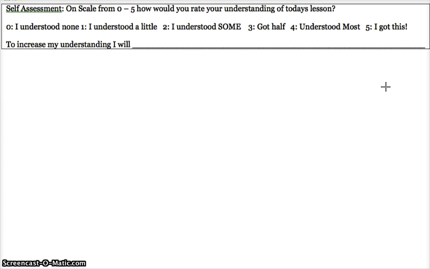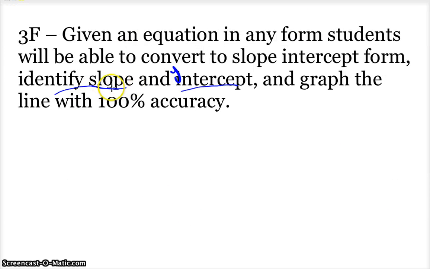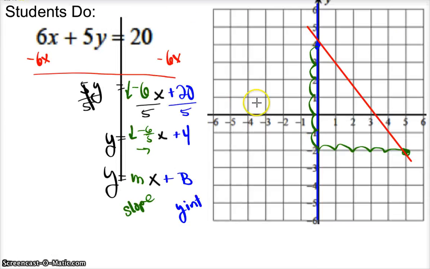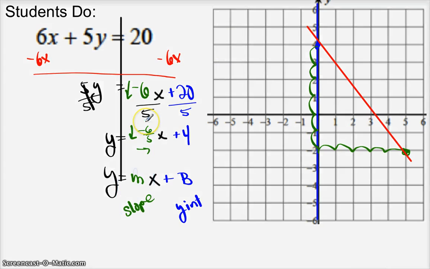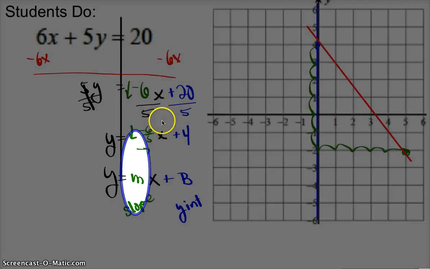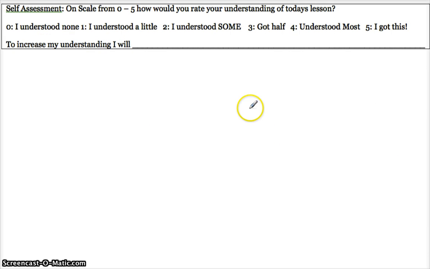Okay. Now, remember, at the very beginning, here's our learning target. Identify slope, y-intercept, graph. So let's look at the last question that we did. Identify slope. That's this green item right here. Identify slope. And we also have our y-intercept. Check. We graphed it. Okay. Graph. Great.